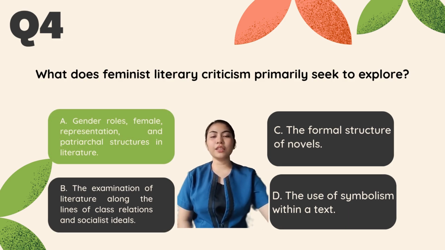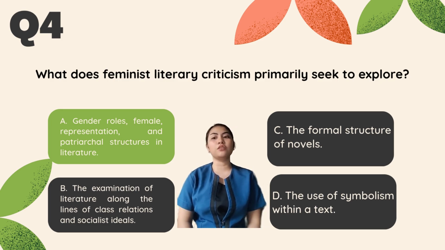The correct answer is letter A, the gender roles, female representation, and patriarchal structures in literature. For our rationalizations, the examination of literature along the lines of class relations and socialist ideals is formalism. For letter C, the formal structure of novels is Marxist theory. And for letter D, the use of symbolism within a text is symbolism.